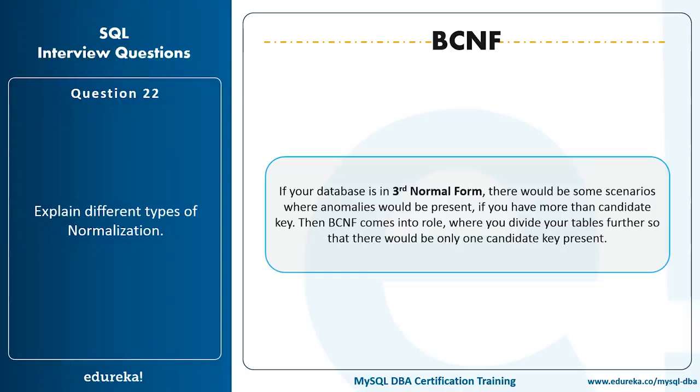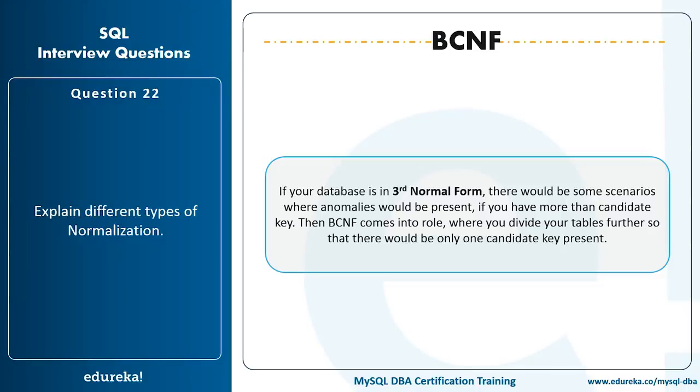So guys, these are the various types of normalization. That is 1NF, 2NF, 3NF, and BCNF. In 1NF, there are no repeating groups within the rows. In 2NF, every non-key column is dependent on the whole primary key. In 3NF, it is completely dependent on the primary key and no other non-key column values. And in BCNF, you have to make sure that there's only one candidate key present in the table. So guys, these were the different types of normalizations that you need to understand.